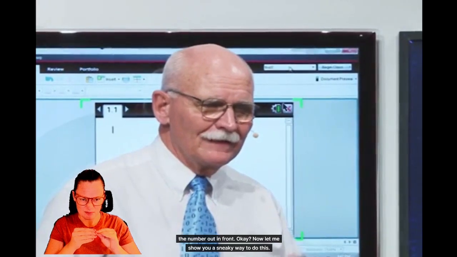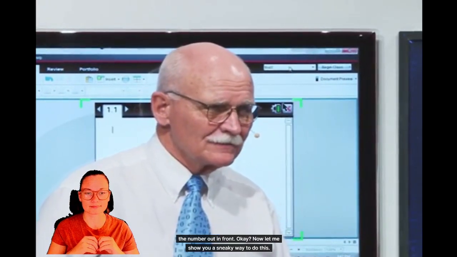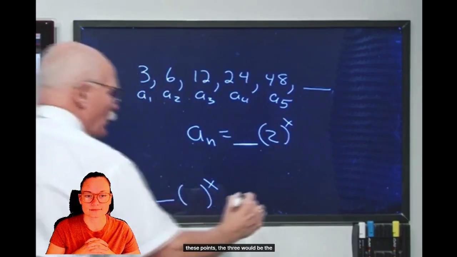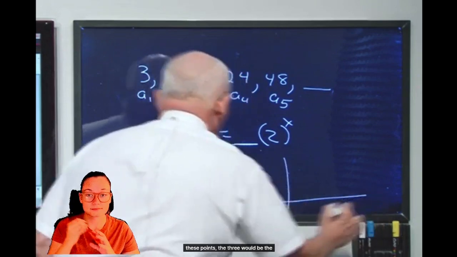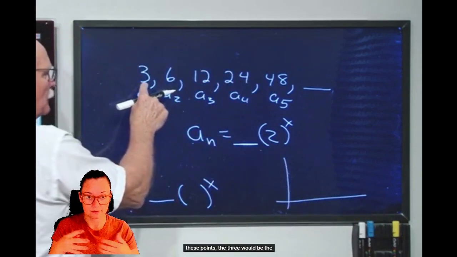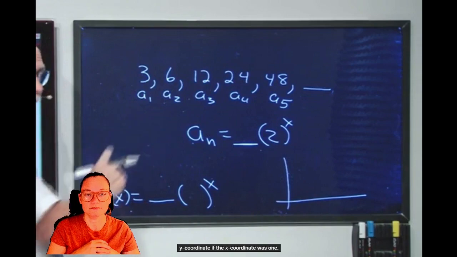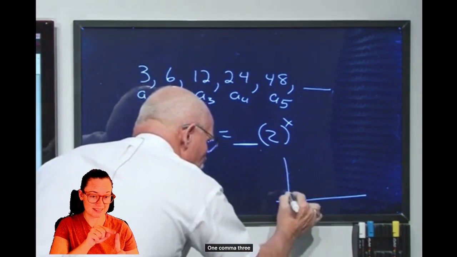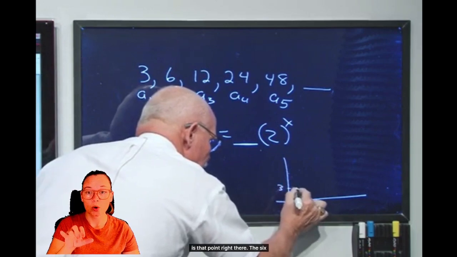Okay? Now let me show you a sneaky way to do this. If we graphed these points, the 3 would be the y-coordinate if the x-coordinate was 1. 1, comma 3 is that point right there.